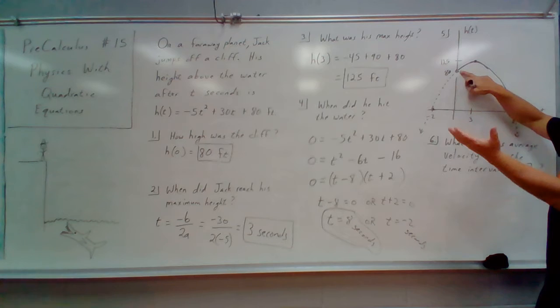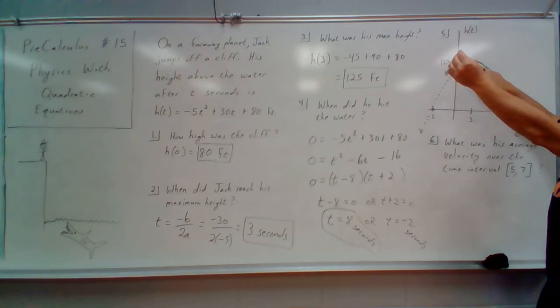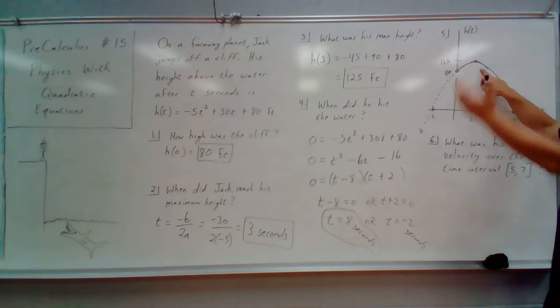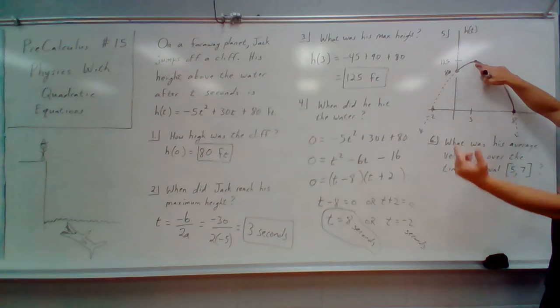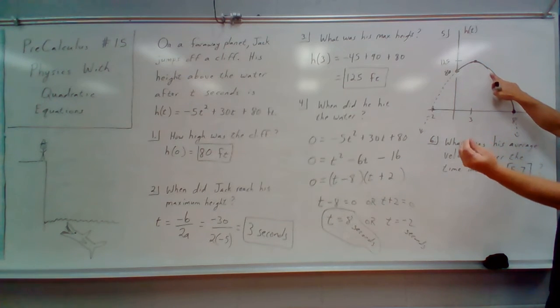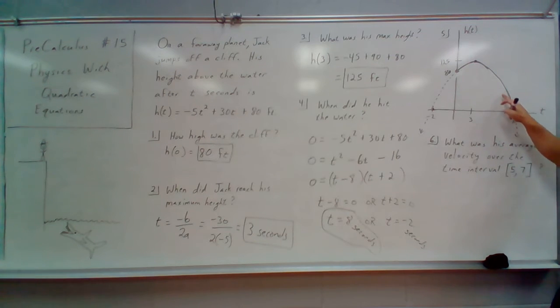So he jumps up, his velocity is getting slower and slower until he gets to the top of his jump where his velocity is 0. Then he would start falling, so his velocity would now be negative. Going up, it's positive velocity. Going down, negative velocity. And he would get faster and faster as he fell, so his velocity would increase more and more.